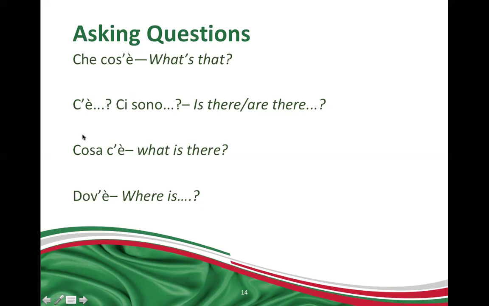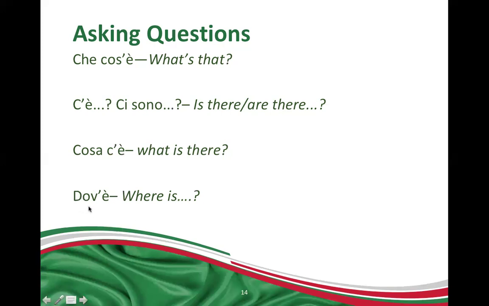And then you can also ask cosa c'è? What is there? Cosa c'è a Milano? What is there? C'è, there is. La galleria, la scala, there's this, there's that. Again, we'll break these down more throughout the course.